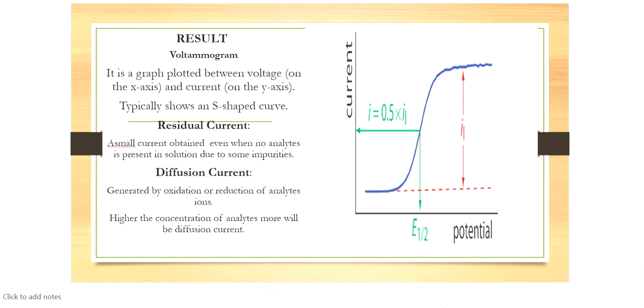And another is the diffusion current. The diffusion current range is from here to here, and it is continuously increasing. This is generated by oxidation or reduction of analyte ions. The higher the concentration of analytes, the more the diffusion current. So the higher the concentration, the more current will be generated in our cell.